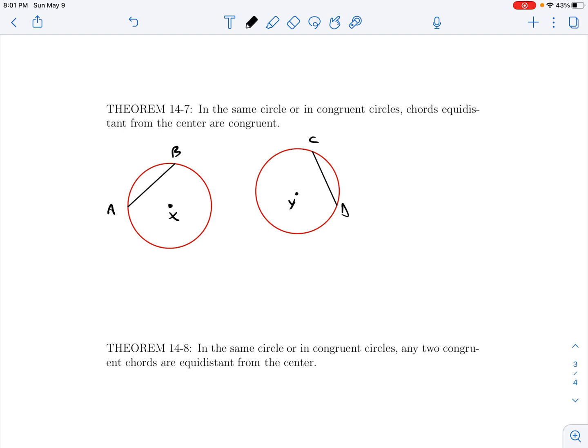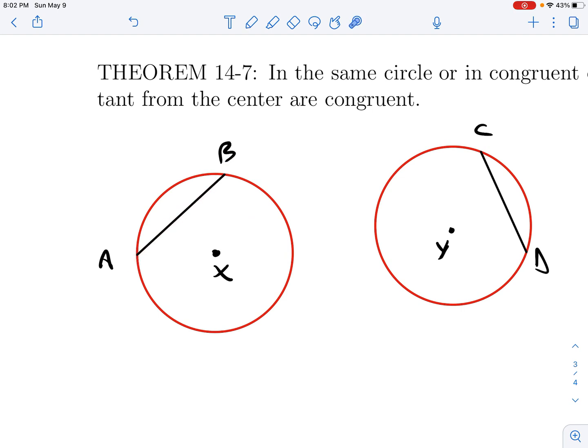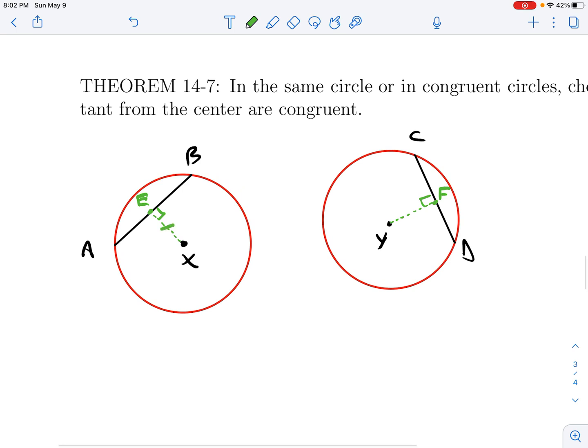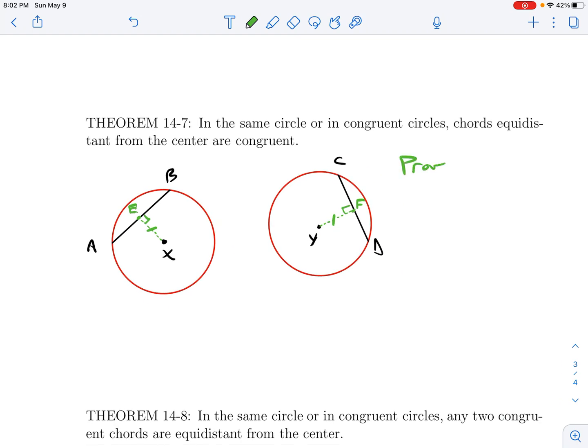Now we're saying the chords are equidistant from the center. Hopefully you remember that if we have a line and a point, by definition, we measure that distance according to a perpendicular. So we need some more letters. Here's E, here's F. So we're given that EX and YF are the same distance. What we want to prove is that the chords, segment AB and segment CD, are congruent.